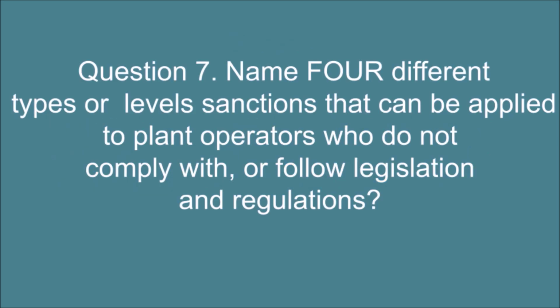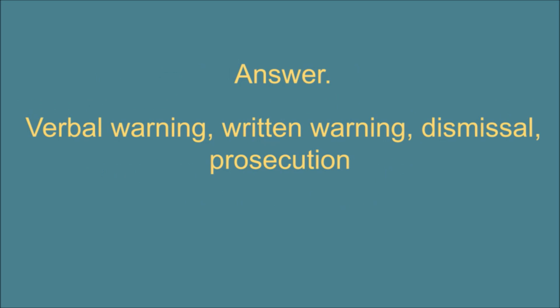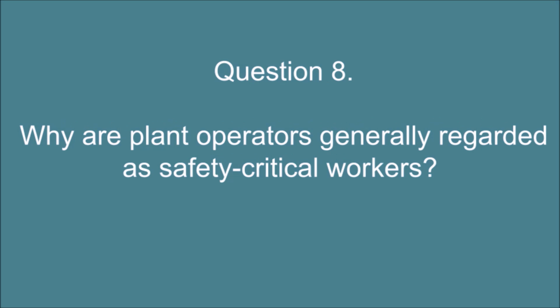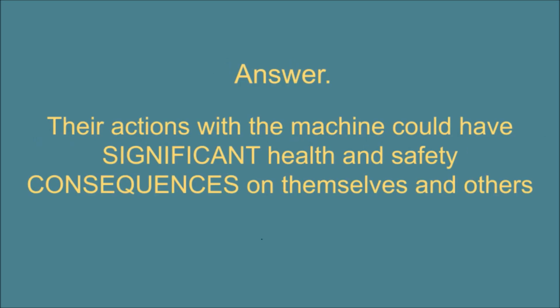Question 7. Name 4 different types or levels of sanctions that can be applied to plant operators who do not comply with, or follow, legislation and regulations. Answer. Verbal warning, written warning, dismissal, prosecution. Question 8. Why are plant operators generally regarded as safety-critical workers? Answer. Their actions, with the machine, could have significant health and safety consequences on themselves and others.